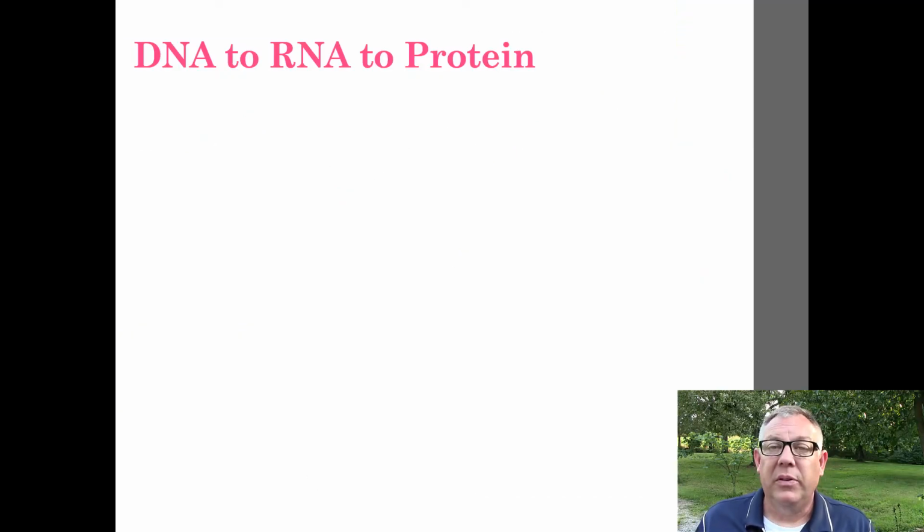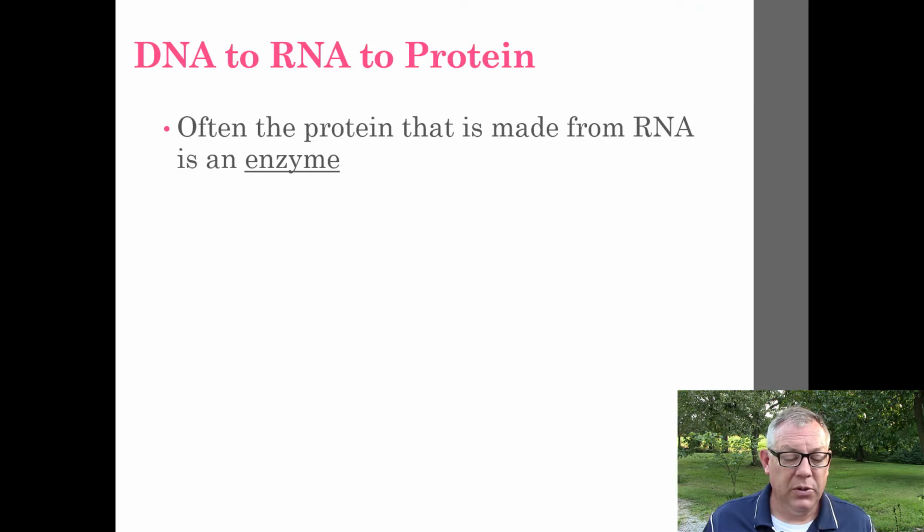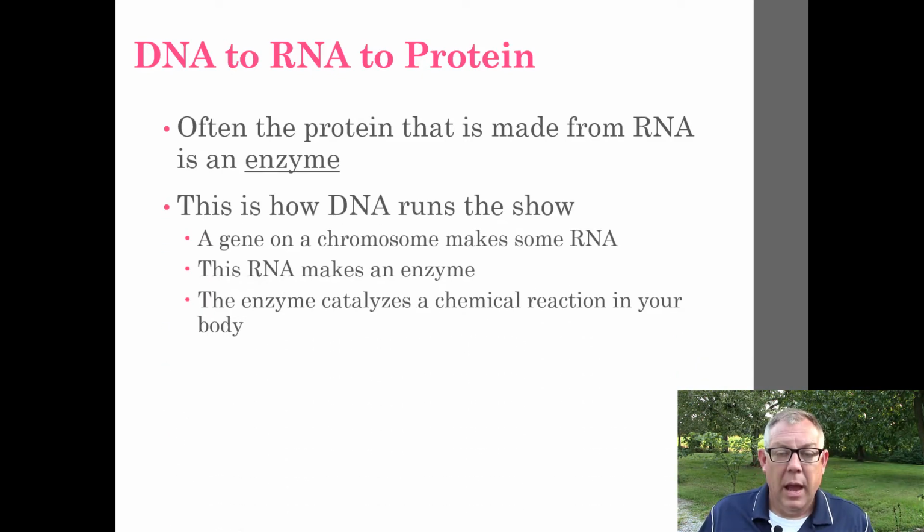As always, you remember, DNA makes RNA, makes protein. Often, the protein that RNA makes is an enzyme. There's a million different enzymes that organisms need. And big picture, this is how DNA runs the show. You know that DNA is important to everything in a living organism. Well, this is how DNA does its job, right?